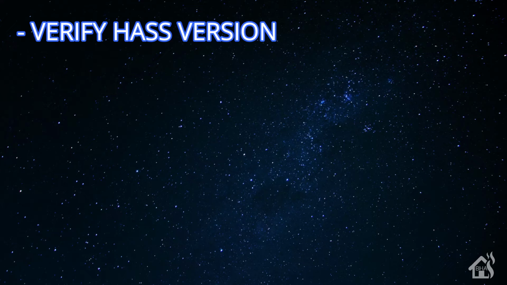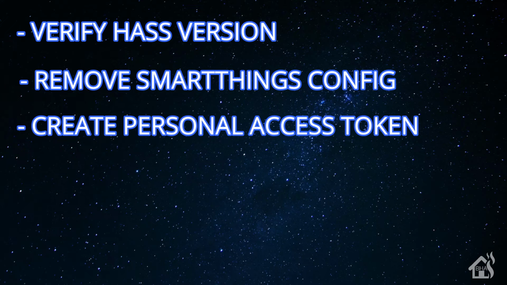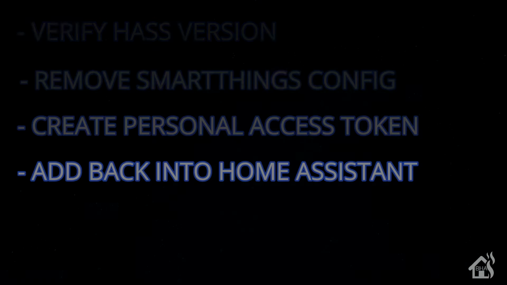So let's do a quick run-through of everything we're going to cover in this video. For starters, we'll verify our HA version because, like I said, you will need to be on 0.90 for this to work properly. Once we do that, we're going to remove our existing SmartThings configuration. Once we've removed our SmartThings configuration, we're going to create another personal access token in the SmartThings API. And then lastly, of course, we're just going to add everything back into Home Assistant so that everything is communicating properly again. So let's get started.